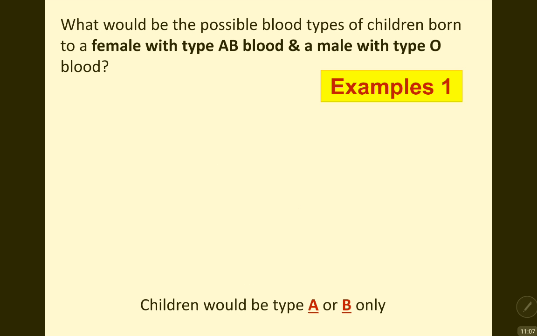Okay, so for now, this example here: what would be the possible blood types of children born to a female with type AB and a male with type O? So now the parent generation, father is O, so the genotype is IO, IO. Mother is type AB, so IA, IB. From the gametes, from the father here, IO, only one possibility. Mother, IA or IB.